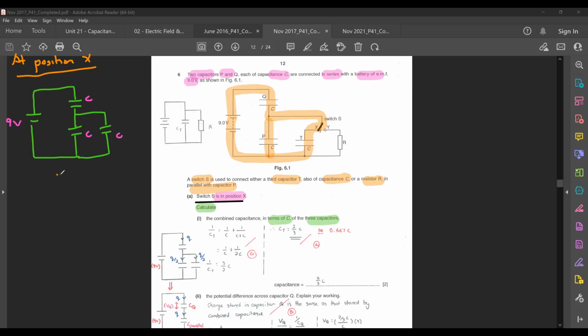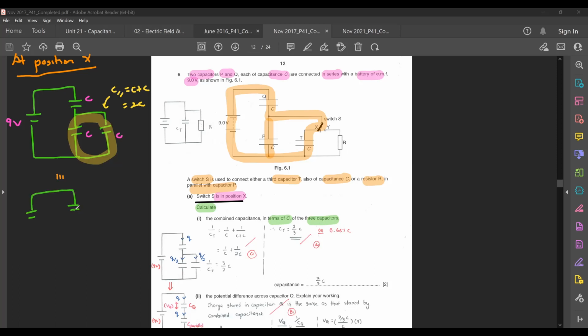You again try to simplify one by one. You can see that this one is actually in series. Sorry, this one is in parallel. So here I can already say that the capacitance in parallel is treated like I would resistors in series. So this one is C plus C, giving me 2C. So this one, I redraw it.